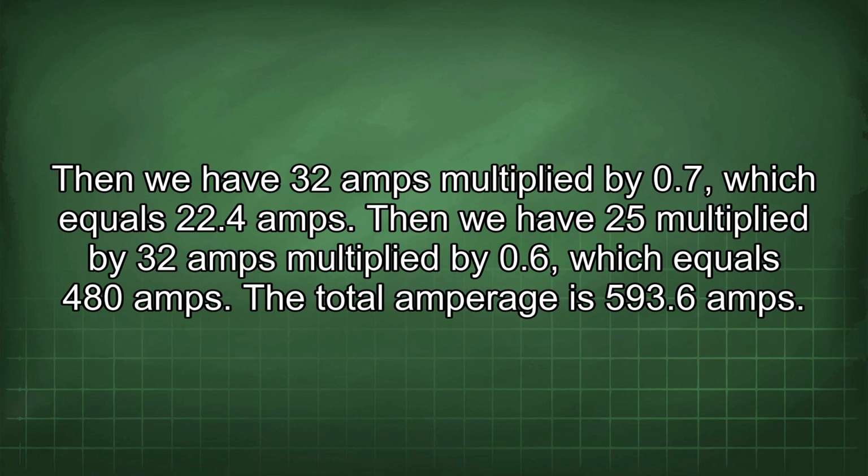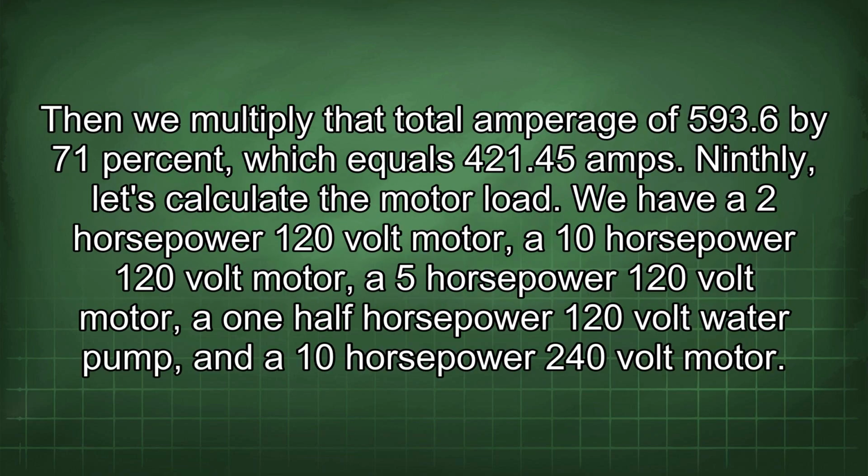Then we have 32 amps multiplied by 0.7, which equals 22.4 amps. Then we have 25 multiplied by 32 amps multiplied by 0.6, which equals 480 amps. The total amperage is 593.6 amps. Then we multiply that total amperage of 593.6 by 71%, which equals 421.45 amps.